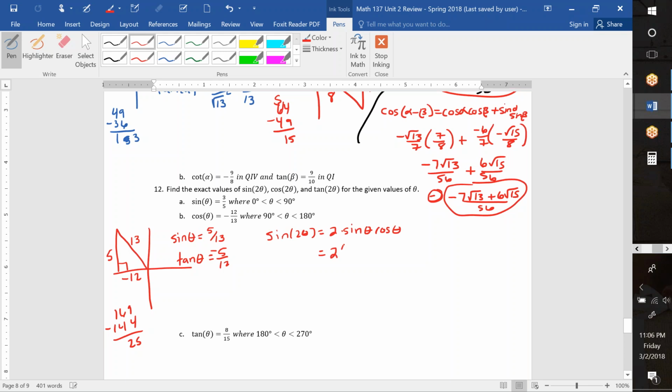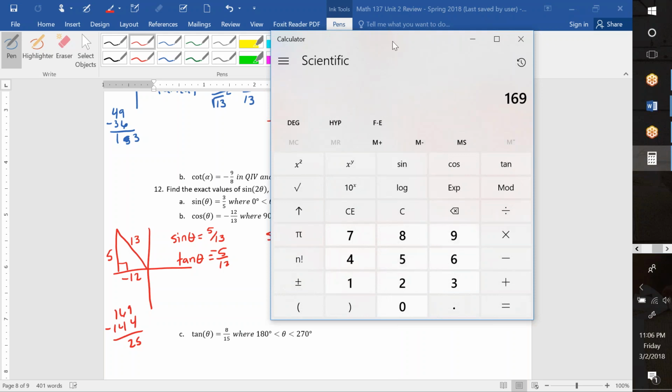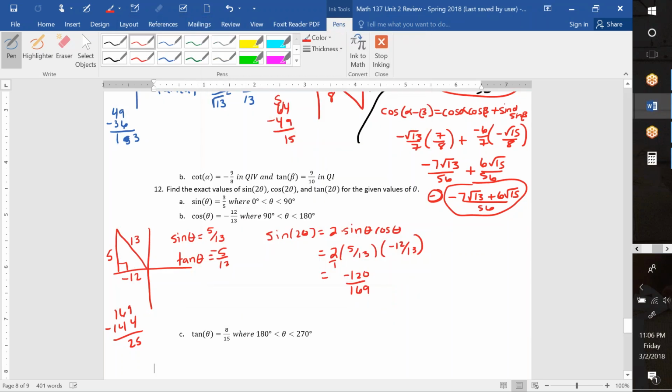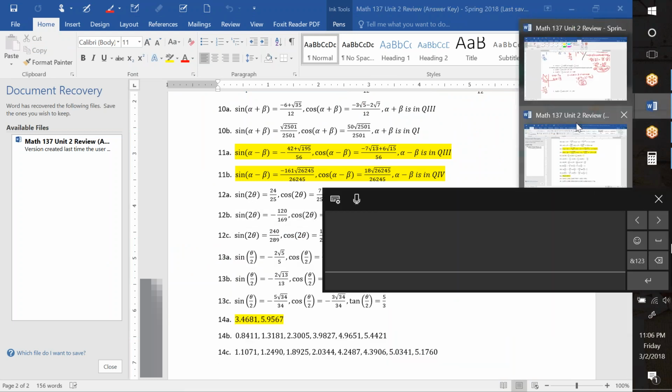So that's going to be 2 times 5 over 13 times negative 12 over 13. That's 10, because this is like 2 over 1. And then times negative 12 would be negative 120 over 1 times 13, which is going to be 169. You would then ask if that reduces any. Let me think. Is 169 divisible by 3? No. I actually don't think this reduces. I don't have a calculator I can check it with, but let's check it on the answer key real quick. Yeah, it's negative 120 over 169, and it does not reduce.